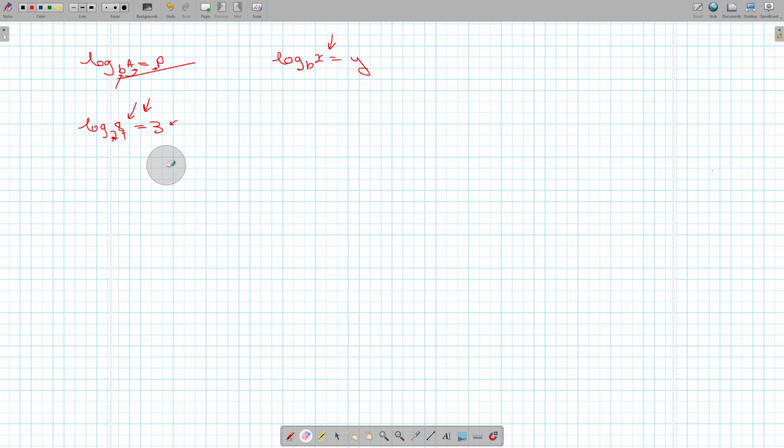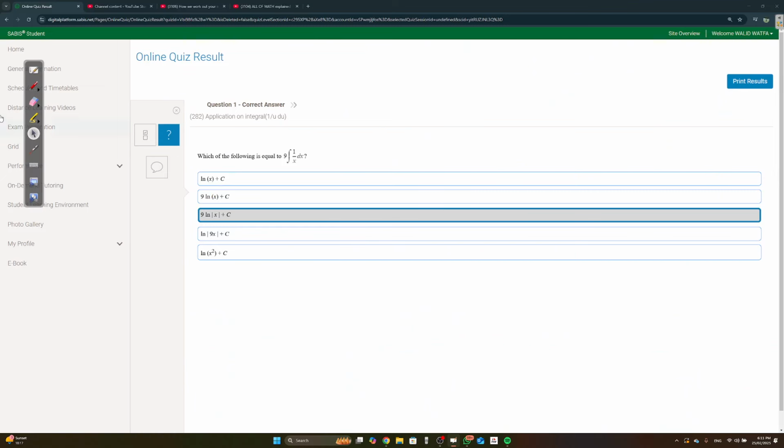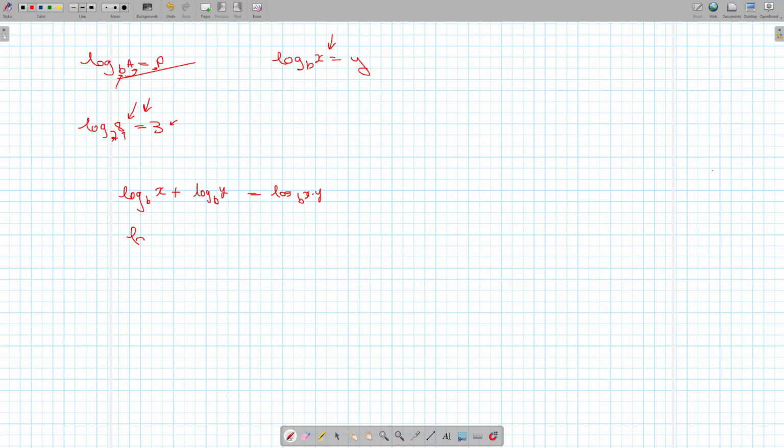Okay, what are some rules about logs? Basically, log base b of x plus log base b of y will get you log base b of x times y. Log base b of x minus log base b of y: you can guess it. If plus is multiplication, then minus is what? Division. Log base b of x over y.